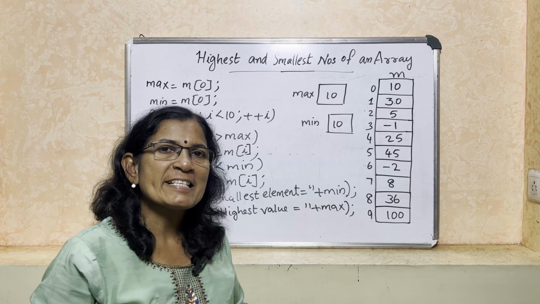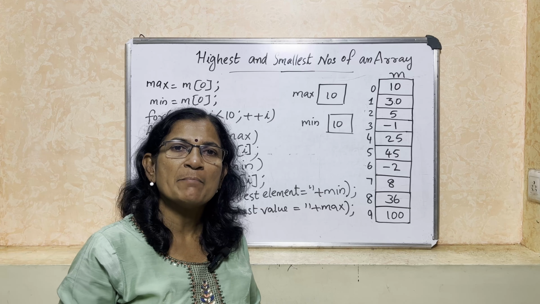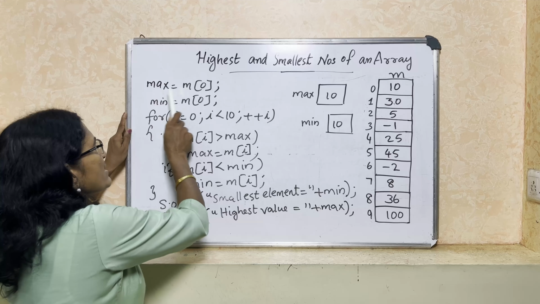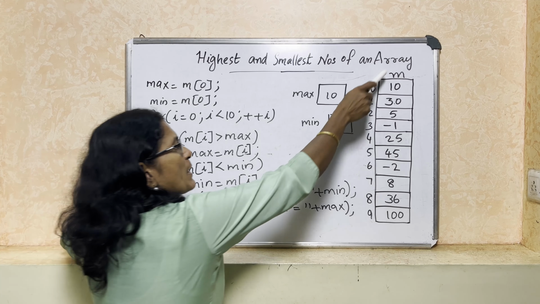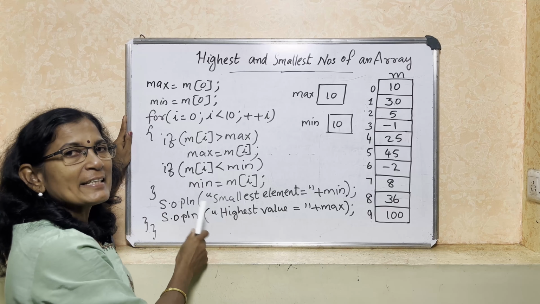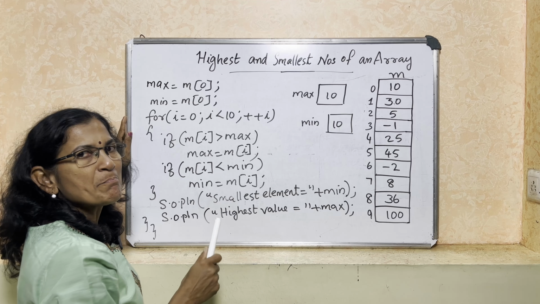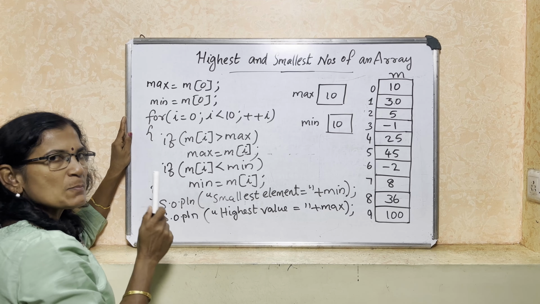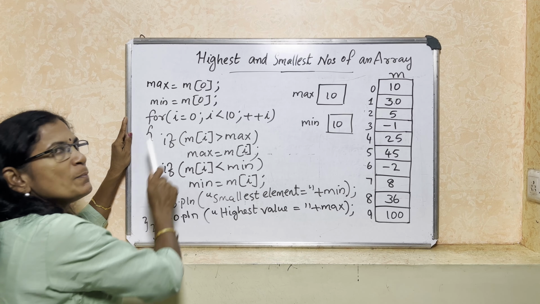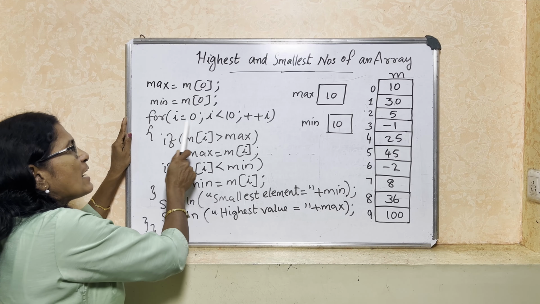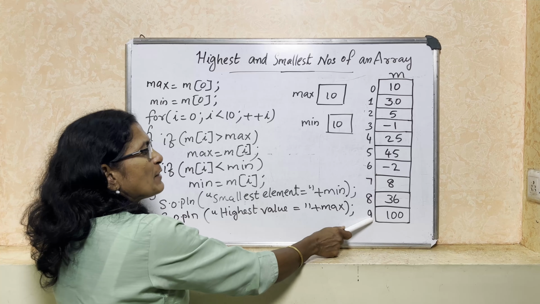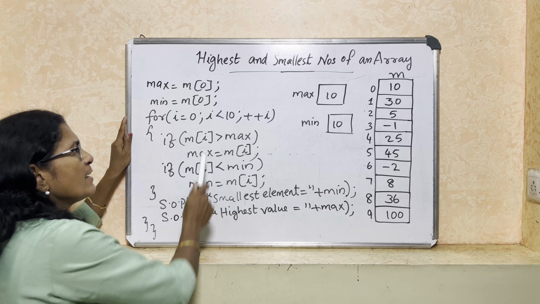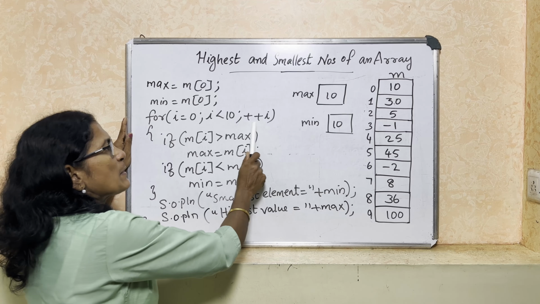Now, let's assign the first value of the array in max and min. Max equal to M of 0 and min is equal to M of 0. We have to read each element of the array and compare it with the values in max and min. For this purpose, we have opened a for loop. For loop's index variable started with 0 and it goes till the value of the last index of the array, 9. I less than 10, I plus plus.